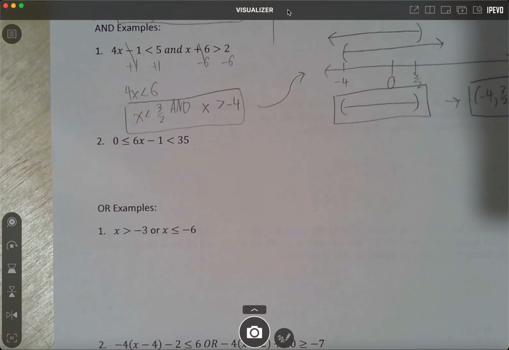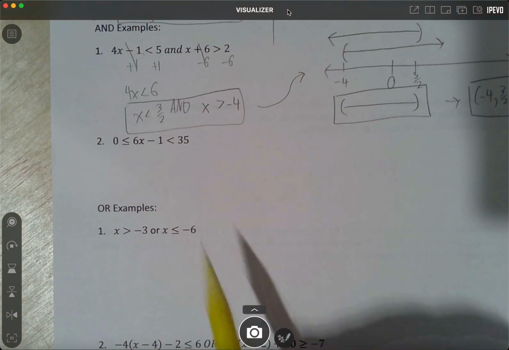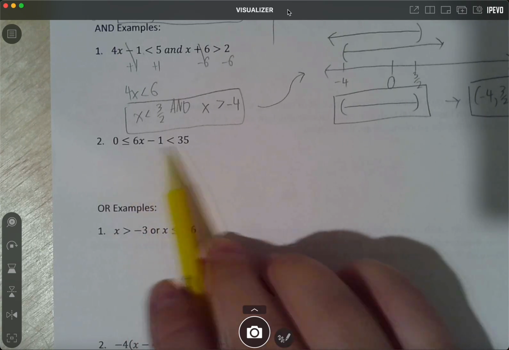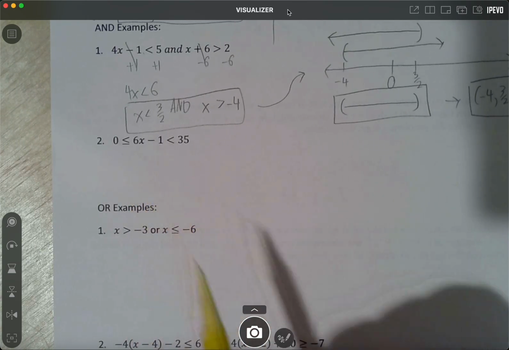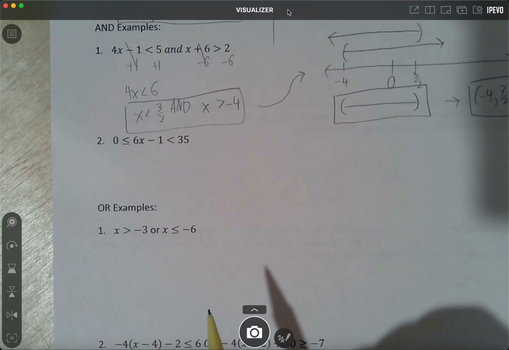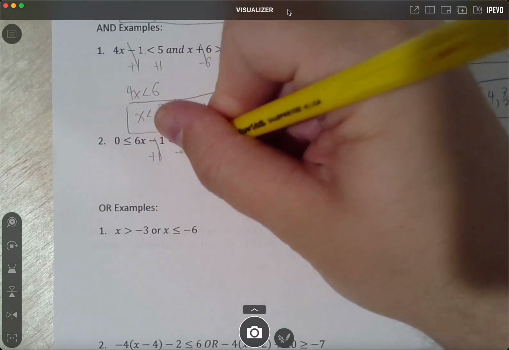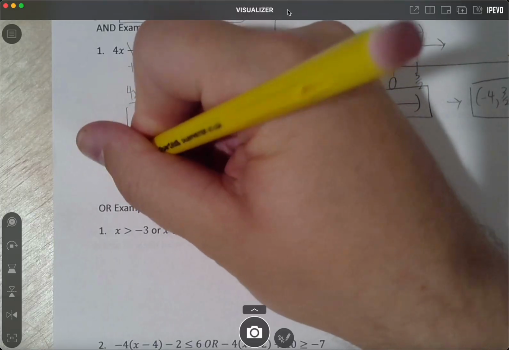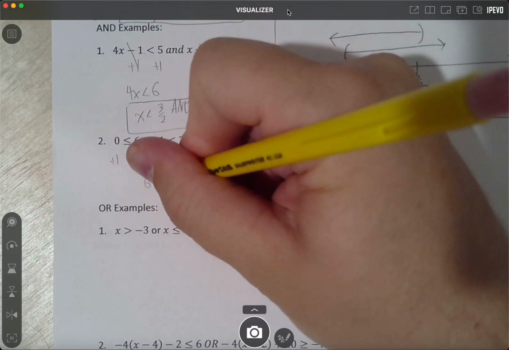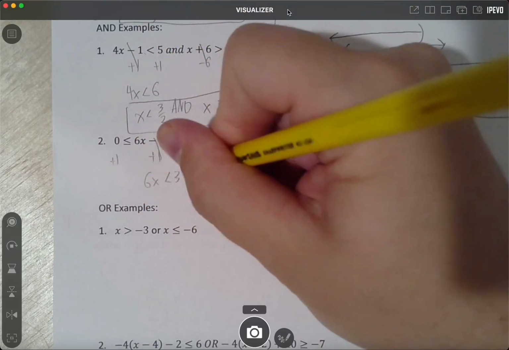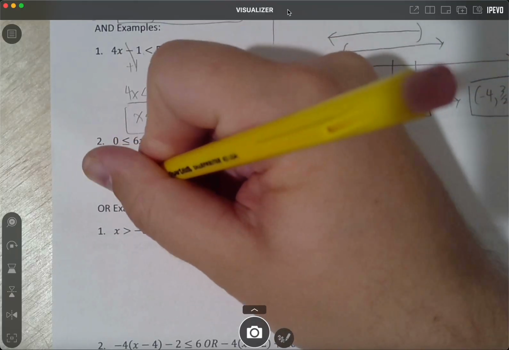Up next, for number 2, what we need to see here is what it means when I have these kinds of double inequalities at the same time. Well, you can just solve these simultaneously. I can choose to add 1 to all sides. And now I have 6x is less than 36 is less than or equal to 1.